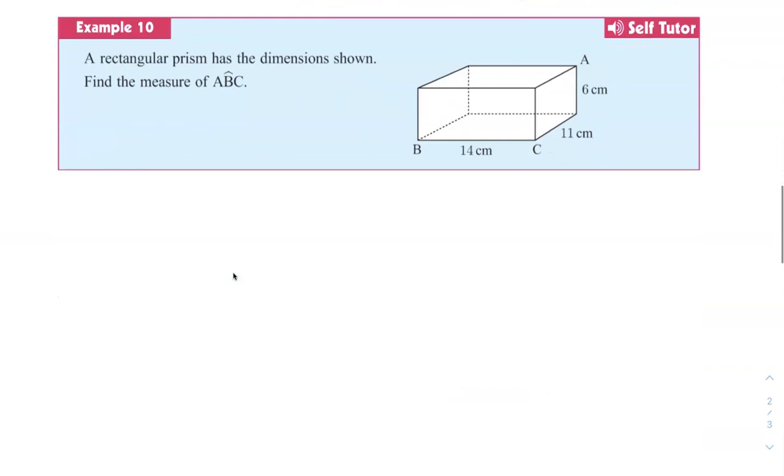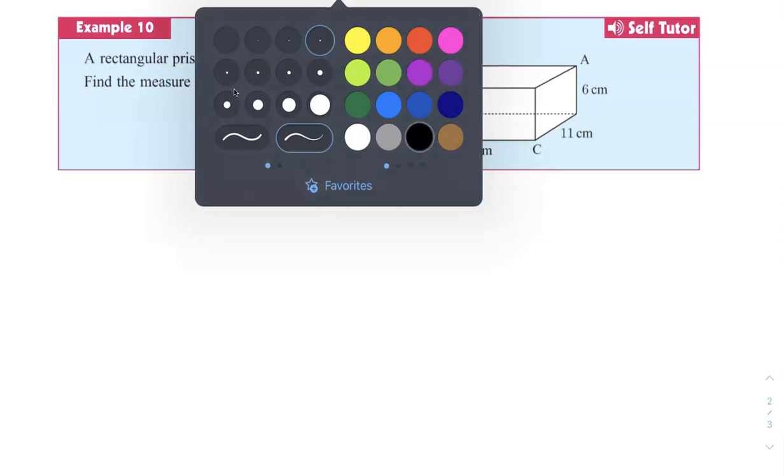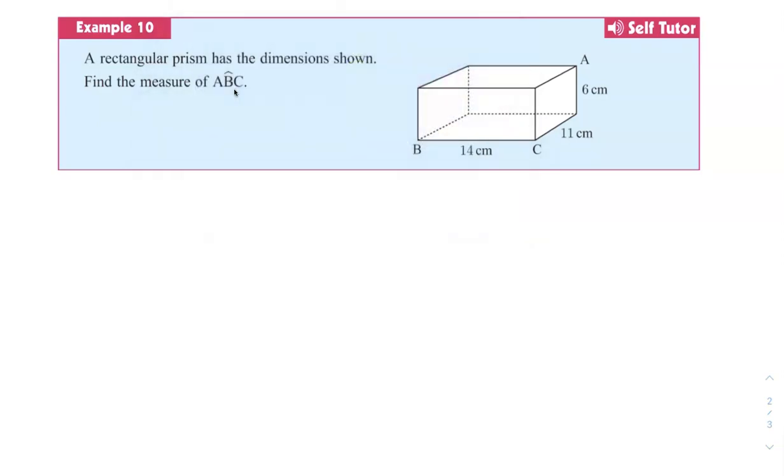Next one: a rectangular prism has the dimensions shown. Find the measure of angle ABC. First thing, when they say ABC, B is the middle angle there. So I'm going to make a triangle and we're going to highlight B. Let's do dark blue. ABC: from B to A, and then from B to C, and then from C to A.